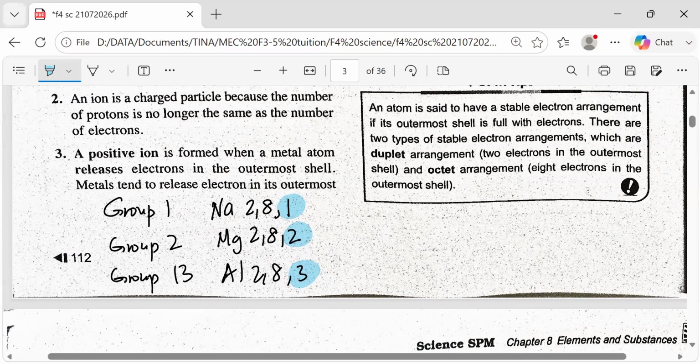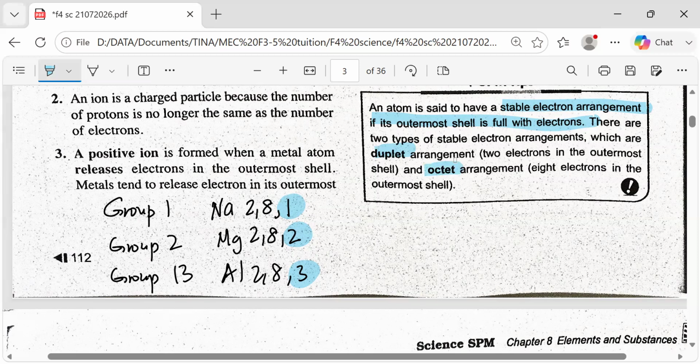The outer shell is called valence electron. So an atom is said to have a stable electron arrangement if its outer shell is full of electrons. There are two types. Duplet: if it only has one shell, it's just 2 electrons. If it has 2 shells, it's an octet, it wants 8. Okay?